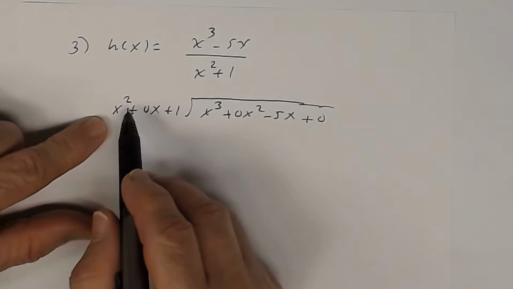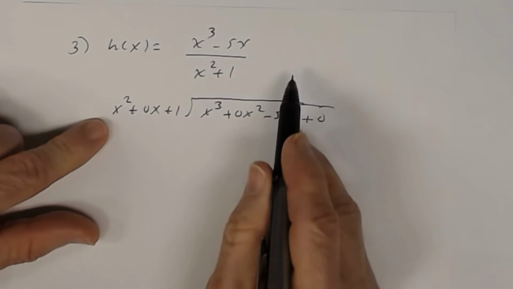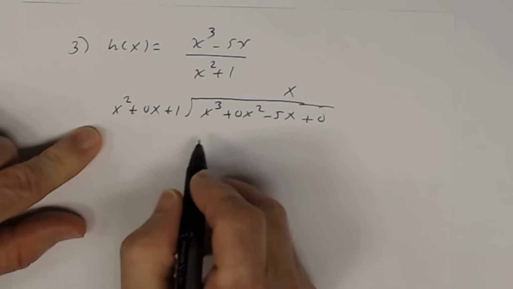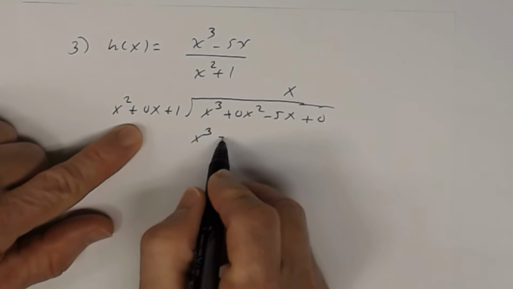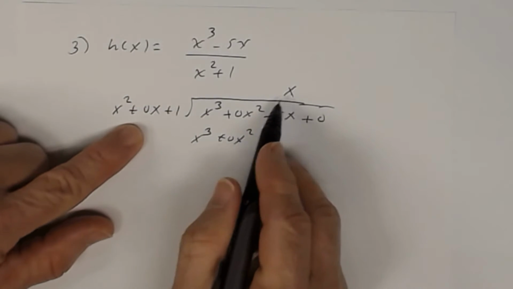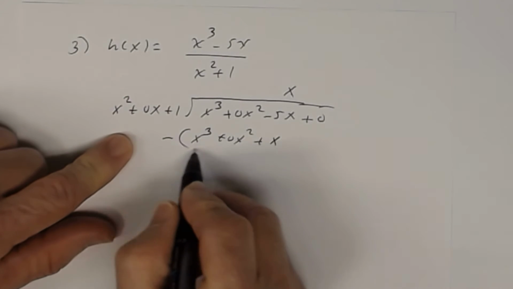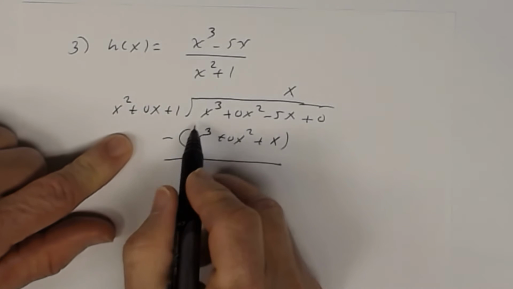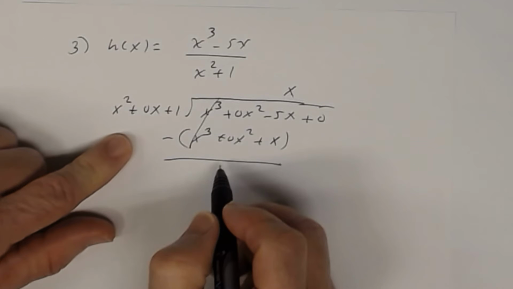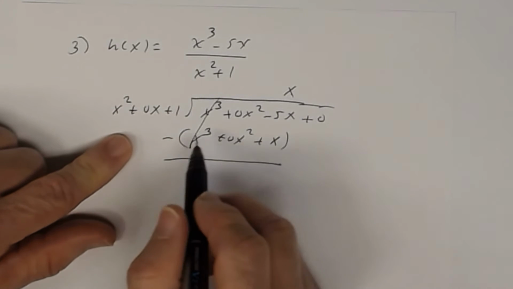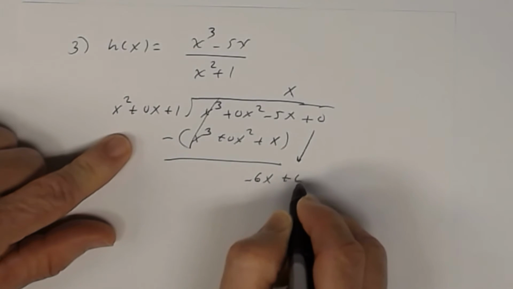Let's do long division. X squared into x cubed is x. Notice I'm aligning my like terms. X times x squared is x cubed. X times 0x is 0x squared. X times 1 is just x, so plus x. Then you subtract. X cubed minus x cubed is 0. 0x squared minus 0x squared is still 0. A negative 5x minus x is a negative 6x. And then bring down the 0.